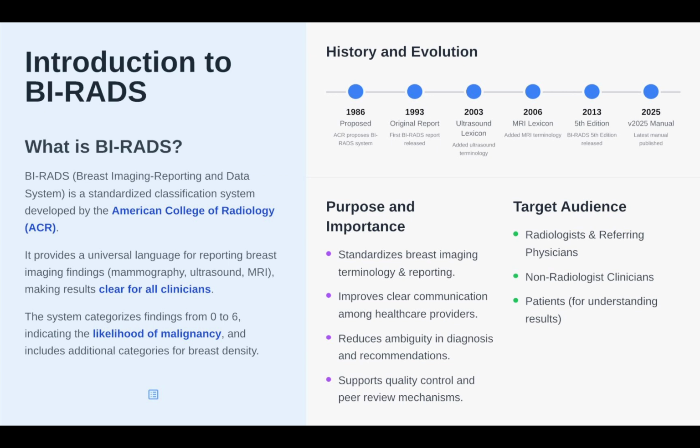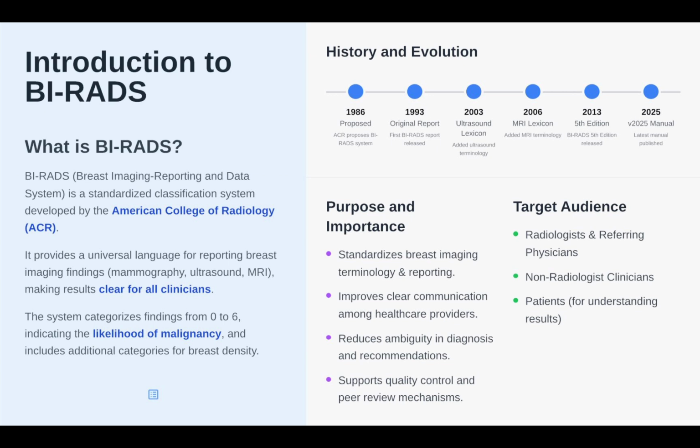Over the years, it has continuously evolved through multiple editions, with the fifth edition being the current standard, expanding to include lexicons for ultrasound and MRI. This constant refinement ensures it remains relevant with the advancements in imaging technology. The purpose and importance of BI-RADS cannot be overstated.